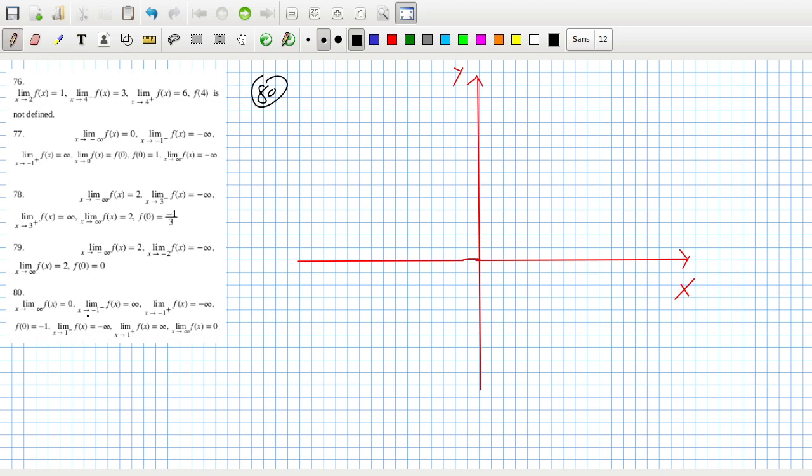Okay. At minus infinity, we get 0, so the x-axis is an asymptote. At minus 1, from the left, we're shooting up to infinity. But minus 1 from the right, we're going to be going down. So there's an upwards one and a downwards one here. At 0, we get minus 1. At 1, from the left, we get minus infinity.